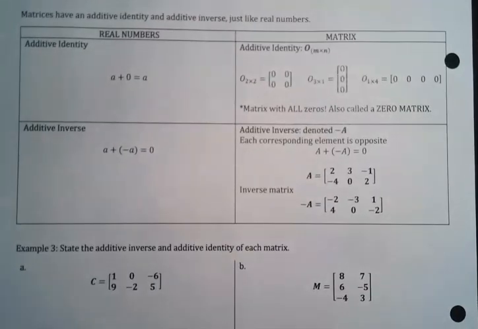Okay, then matrices have an additive identity and an additive inverse, just like real numbers do. Okay, so this column tells us about the real numbers. The additive identity for real numbers is a plus 0 equals a. Okay, so we're taking any number, a, we're adding 0 to it, and we're going to get that number back out. In the matrix, the additive identity is the same. Okay, it's where we're adding a matrix that doesn't change the original matrix. Okay, it's the same premise. We're going to come out with our original matrix.